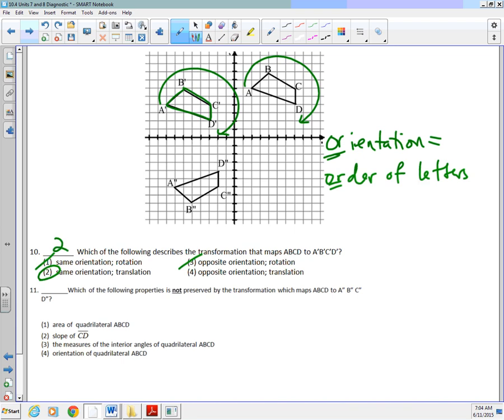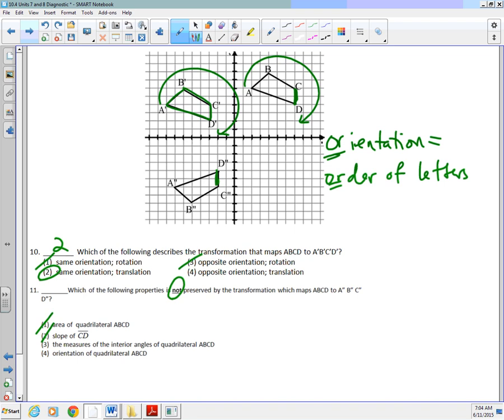Okay, number 11. Which of the following properties is not preserved by the transformation that maps A double prime, B double prime, C double prime, D double prime? Well, the area stays the same. As you can see, A, B, C, D is the same size as A prime, B prime, C prime, D prime. So that stays the same. I want which is not preserved. The slope of CD. Before, CD is a vertical line, my slope was undefined. C prime, D prime, it's also undefined, that got preserved.